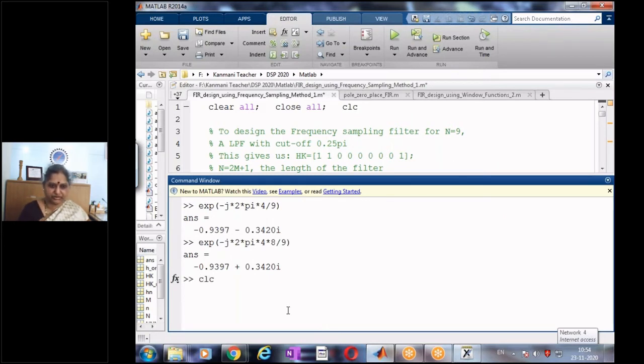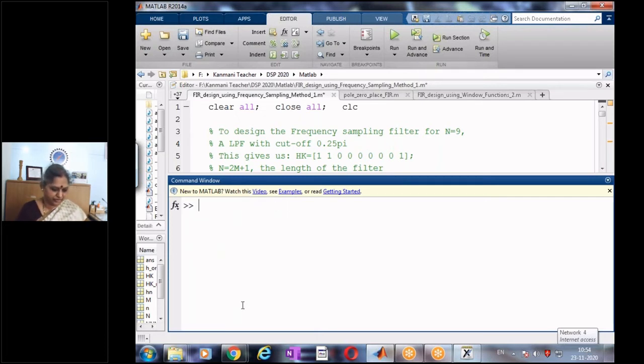So let me first define. Okay, I have my first term this way. My H of k. What is H of k? First value was a 1. Second value was e to the power of minus j 2 pi 4 by 9. And then we had 6 zeros, 1, 2, 3, 4, 5, 6. And then I had the same value, but with the complex conjugate. So now it was a plus. And then I close it.